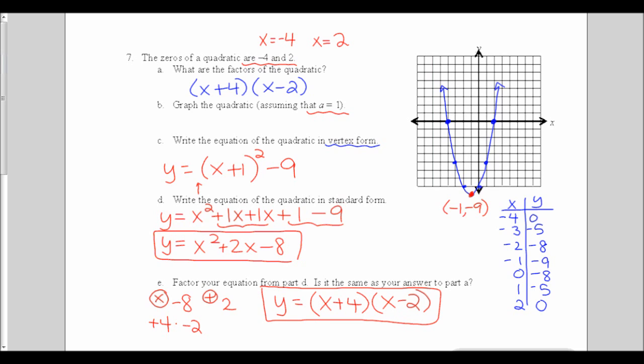Also in this question, it asked me, is my answer to this part the same as the answer to the question from part A? And here was part A up at the top. X plus 4 and x minus 2 were my two factors. Yes, they are. So I can tell factored form, standard form, vertex form, they're all giving me the same parabola with the same zeros.